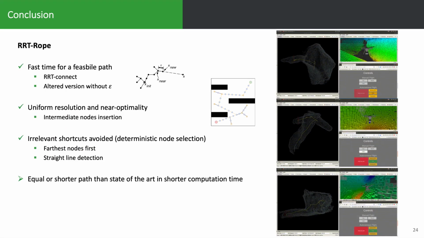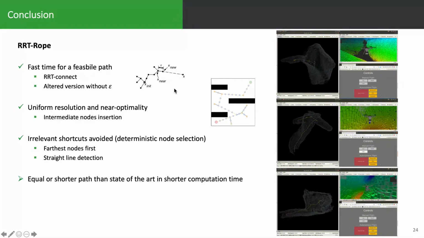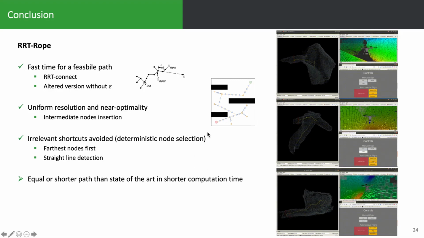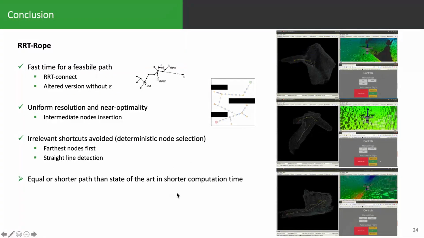To sum up, our approach benefits from a fast time to find the first path thanks to a version of RRT Connect modified to require fewer samples. Thanks to the addition of intermediate nodes, we are able to obtain a uniform resolution and approach optimality. With deterministic node selection, irrelevant shortcuts are avoided to improve efficiency. RRT-Rope is able to find an equal or shorter path than the state-of-the-art methods in a shorter computation time.